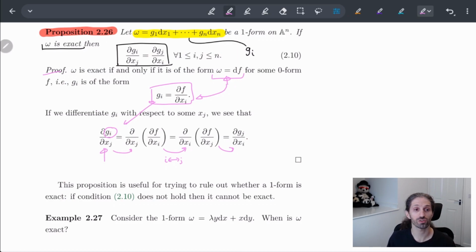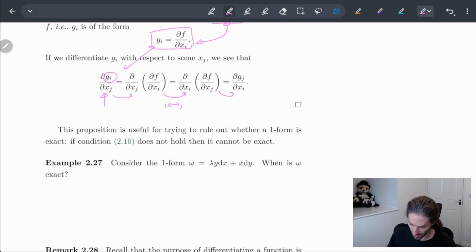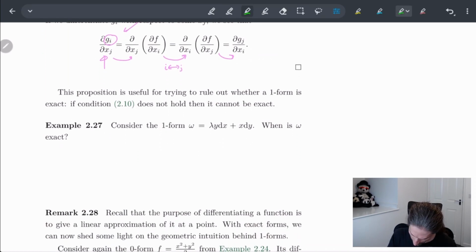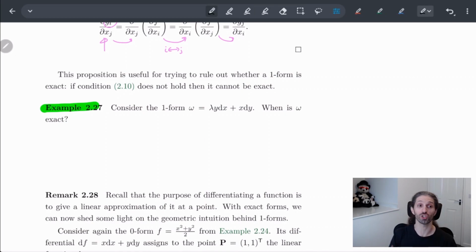So this proposition is useful for trying to rule out whether a one form is exact, but it's not necessarily true that the converse is true. Let's see how this is useful for us. Let's look at example 2.27. Basically, we're going to look at this one form and show it's not exact. Or in other words, when is it potentially exact? So first, when is it not exact?